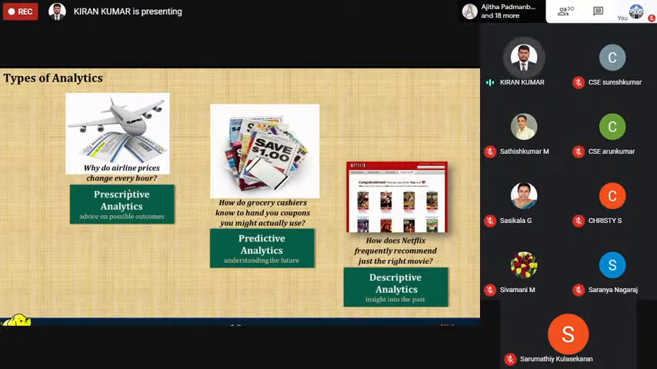Just think like 100 customers want to travel from Chennai to Bangalore. In different locations, virtually, they are trying to search for a flight from Chennai to Bangalore. What happens? The backend analytical tool captures all this information, saying that 100 persons have been trying to find a flight from Chennai to Bangalore. So based on the demand, they change the air price. This we call prescriptive analytics.